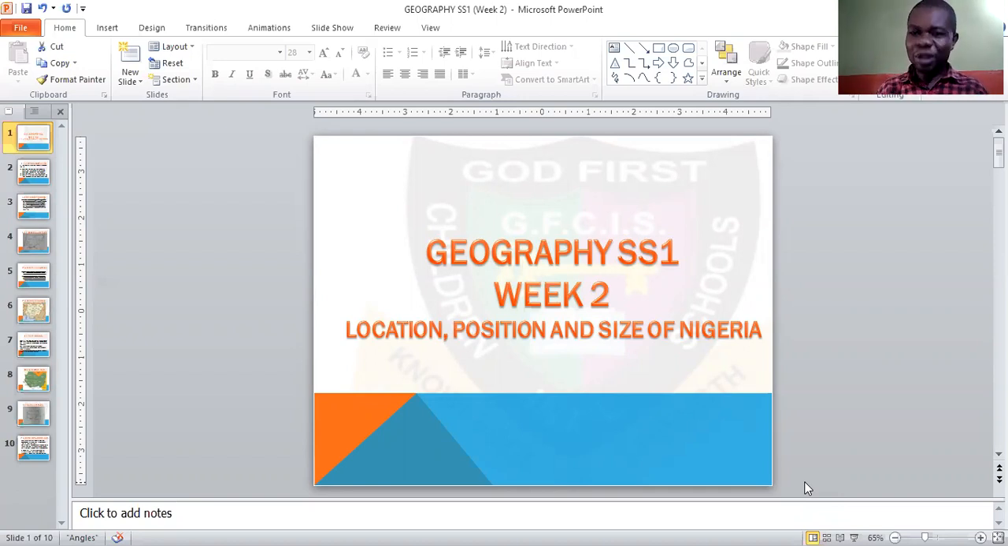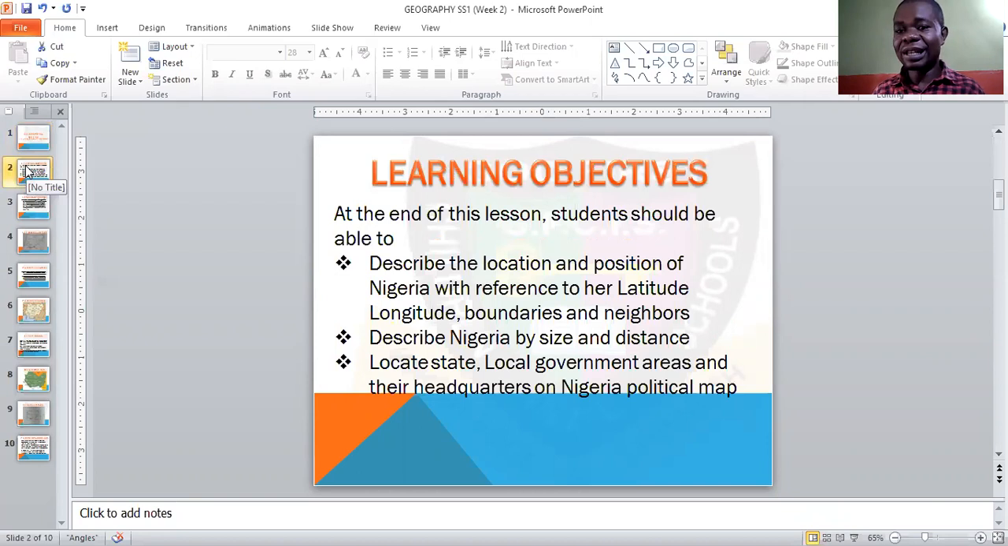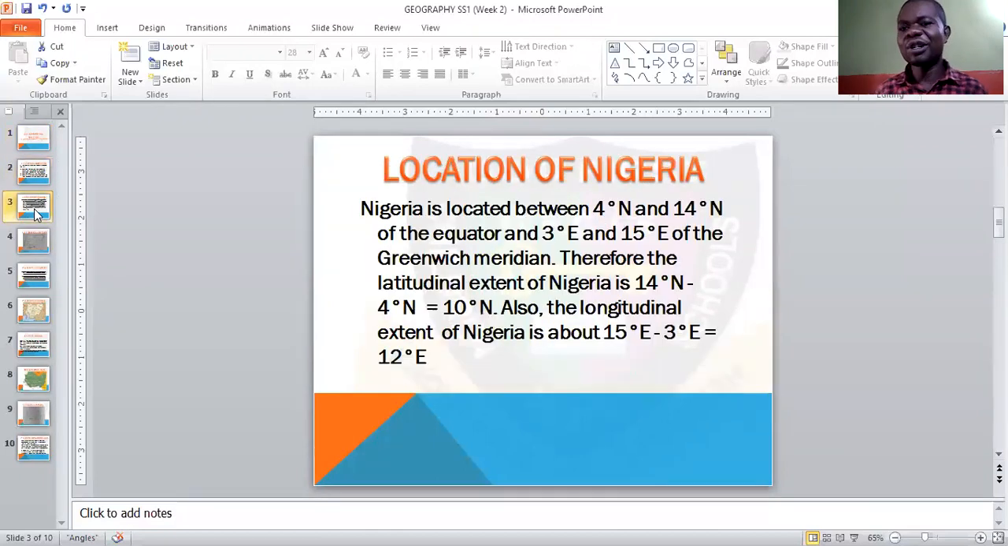So we'll share together the objectives for this lesson before we continue. That is what we intend to achieve at the end of this lesson. One, at the end of this lesson, students should be able to describe the location and position of Nigeria with reference to our latitude, longitude, boundaries, and neighbors. Two, describe Nigeria by size and distance. Three, locate state, local government areas, and the headquarters on Nigeria maps, on Nigeria political map. Then we'll look at the content, what is location of Nigeria.